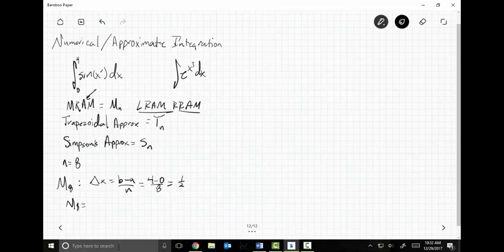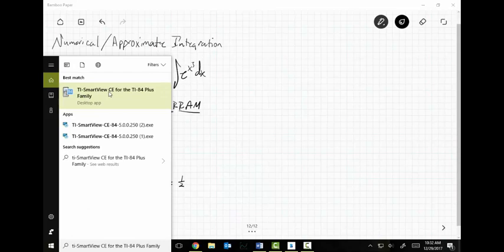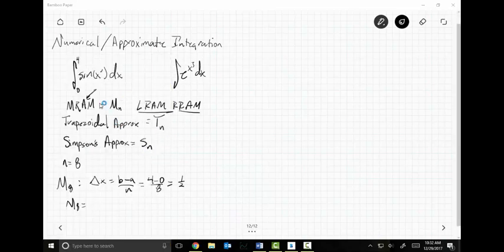Let's just for giggles take a look at what sine of x squared looks like between 0 and 4.